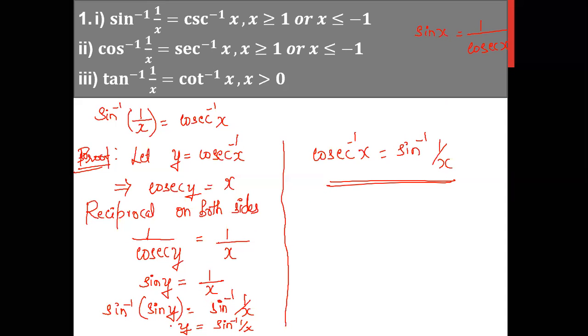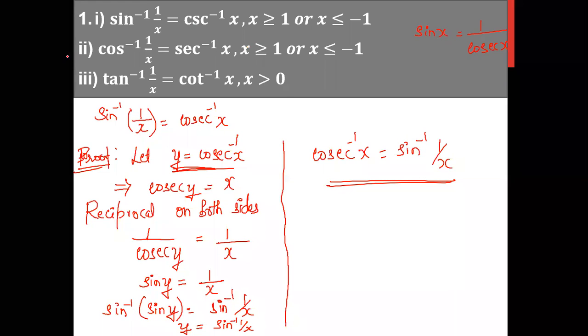We applied sine inverse on both sides. So sine inverse of sine y is y, that is equal to sine inverse 1 by x. But we had taken y as cosecant inverse x. I have resubstituted it. So cosecant inverse x is equal to sine inverse 1 by x. Okay. And remember, this is true only if the value of x is greater than or equal to 1, or less than or equal to -1. Only then this property holds.